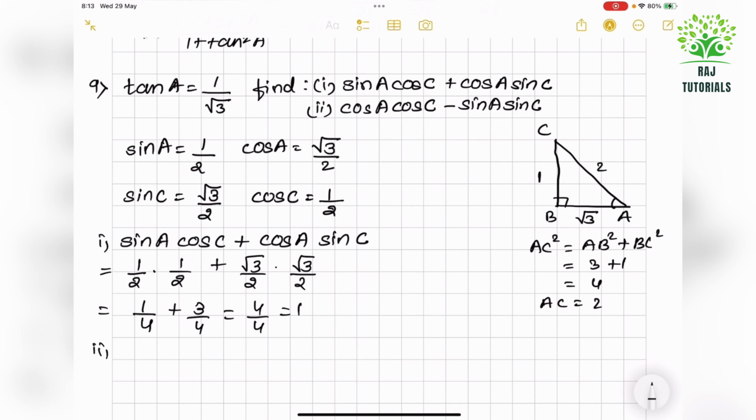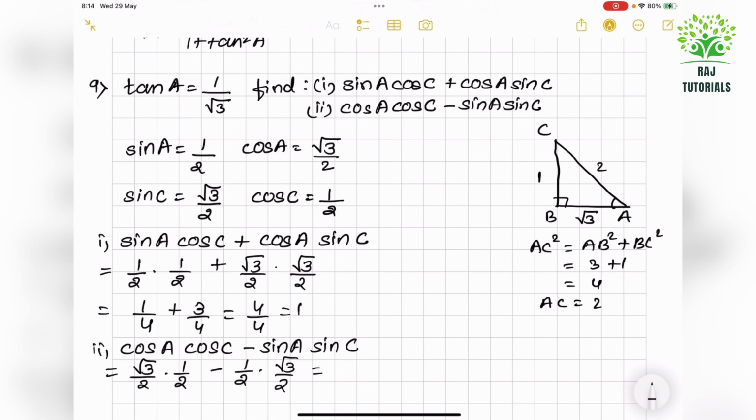Now the second one says cos A cos C minus sin A sin C. So again putting the values, cos A is root 3 by 2, cos C is 1 by 2, minus sin A is 1 by 2, sin C is root 3 by 2. So this is also root 3 by 4 minus root 3 by 4. So that is 0.